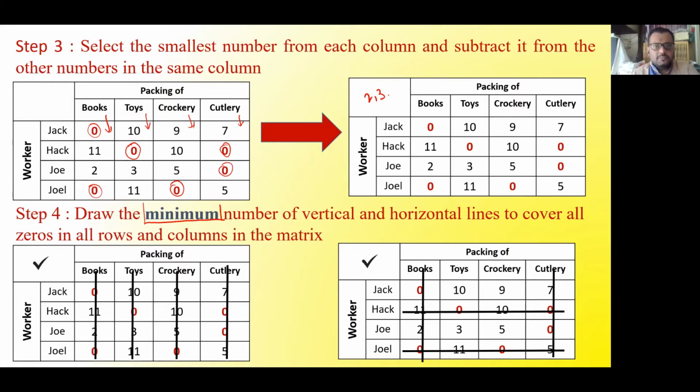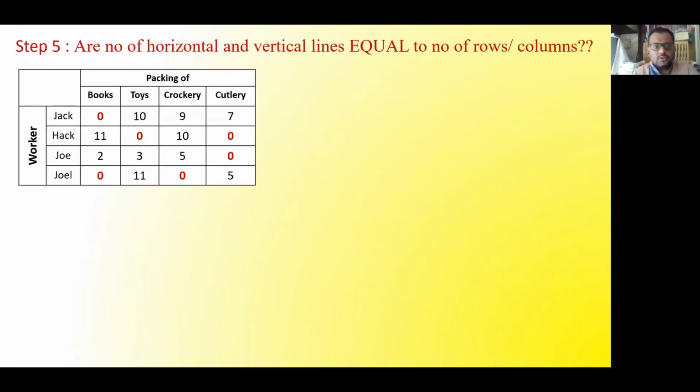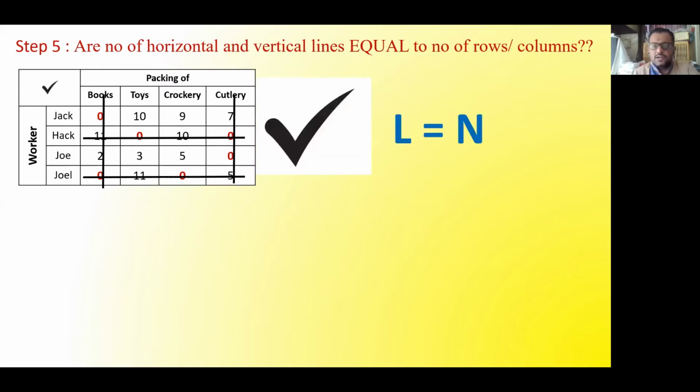Now step number 5 will be, are the horizontal and vertical lines equal? So yes, there were only 4 lines and there are only 4 rows and columns. So yes, we can write L is equal to N. And that's it. That's the last step. We have reached the optimized solution. Now we just need to assign the persons logically.